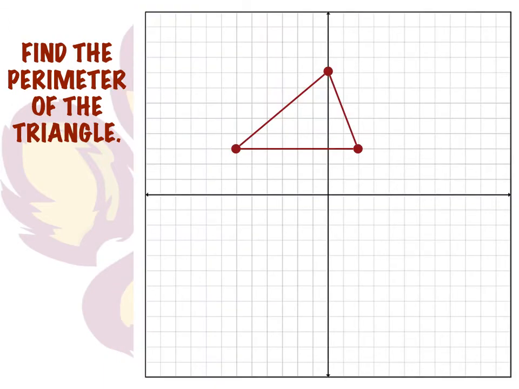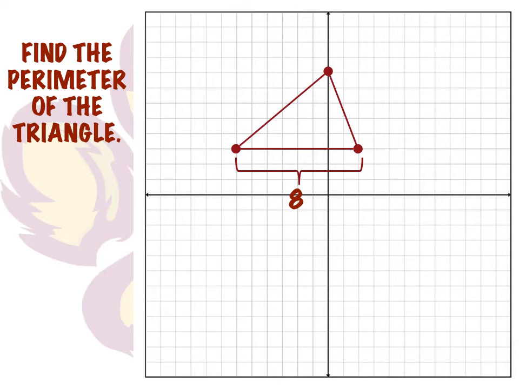Sometimes you also have to find the perimeter of a shape that is on a graph. In this case, we have a triangle on the graph. First thing you need to do, if you have a straight side, which we do on the bottom of that triangle, is count the squares. From one vertex to the other, it's 8. So that side of the triangle is 8.